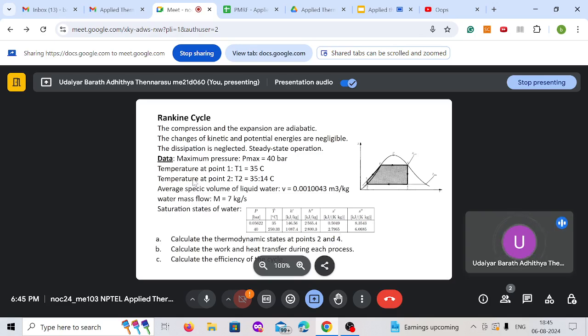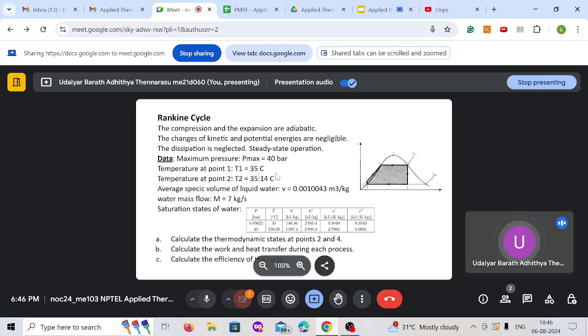So the maximum pressure is 40 bar. So that defines my 2-3, that process is an isobar, so that is occurring at 40 bar. My temperature at point 1 is 35 degrees Celsius, and temperature at point 2 is 35.14 degrees Celsius. So this is a very small rise in temperature. So average specific volume of liquid water V is 0.001043 meter cube per kg. So that is the specific volume of water, and water mass flow is 7 kg per second.